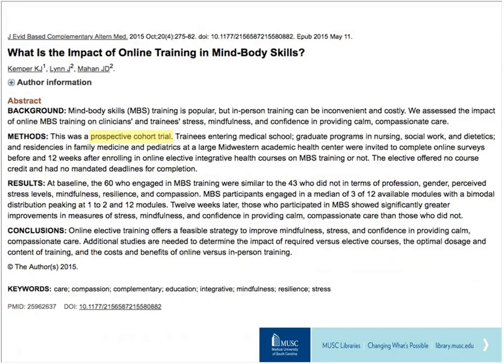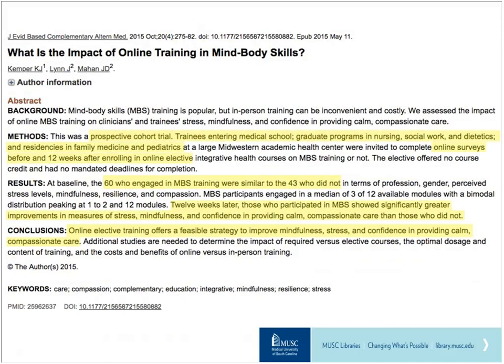The next article is a prospective cohort trial, which is the second most ideal study for prevention and therapy questions. Their population was a variety of health professional students and residents, which is more aligned with our population of interest. They studied an online intervention for stress, mindfulness, and confidence in providing calm, compassionate care.